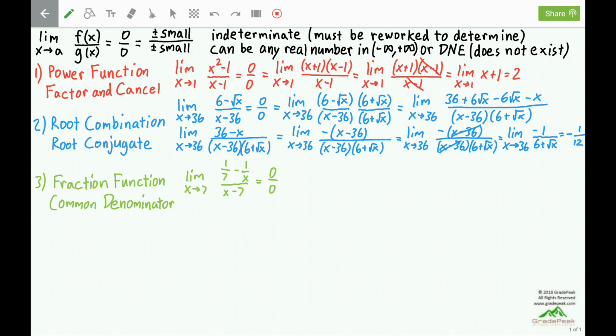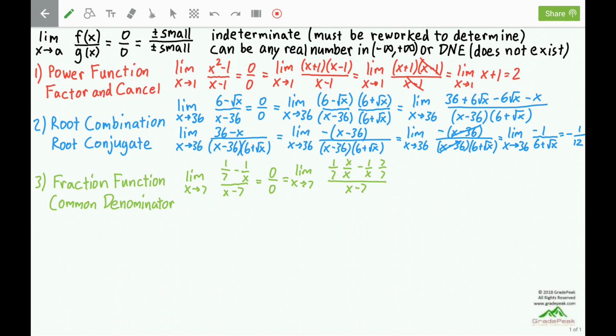Now what I have is a 1 over 7 and a 1 over x. The common denominator of 7 and x is 7 times x. So I'm going to multiply the first term by x over x and the second term by 7 over 7. That'll give me this result. Limit as x goes to 7 of 1 over 7 times x over x minus 1 over x times 7 over 7, all of that over x minus 7.